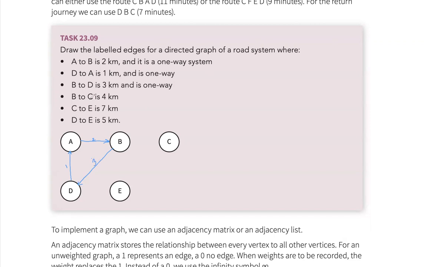Finally, we have B to C, which is 4 kilometers. Now, as you can see here, it has not specified that it is one way or two way. So I guess we can add it in both directions. So in this case, we can say B to C is 4 kilometers, and C to B also exists, and that could also be 4 kilometers, like so.